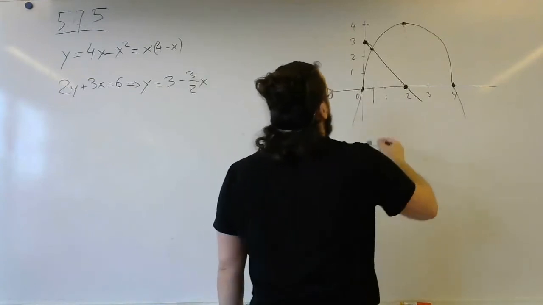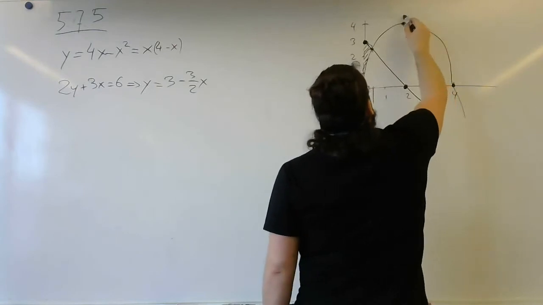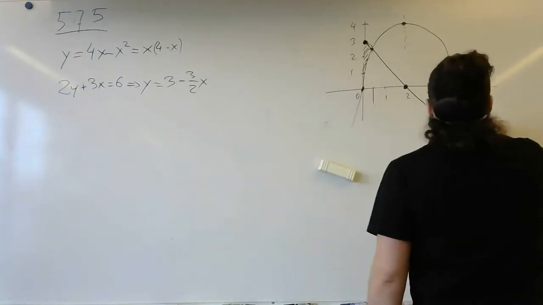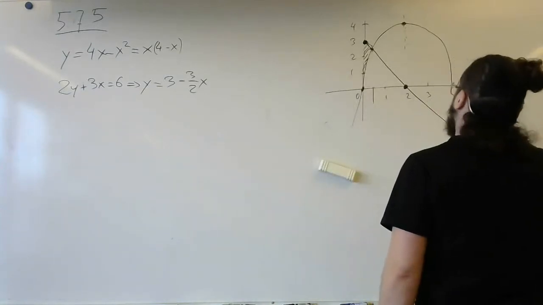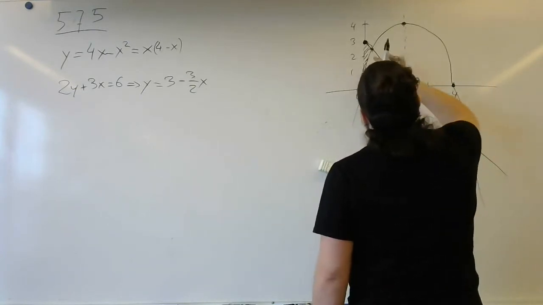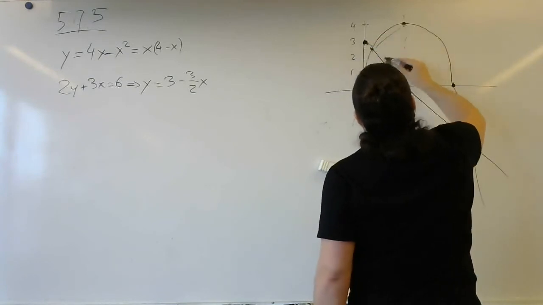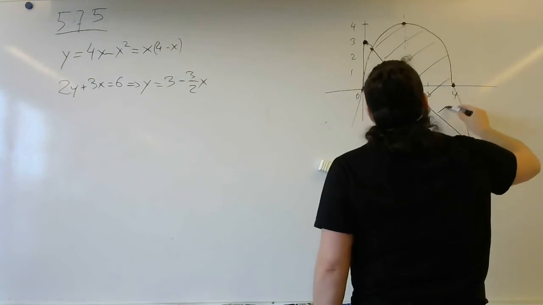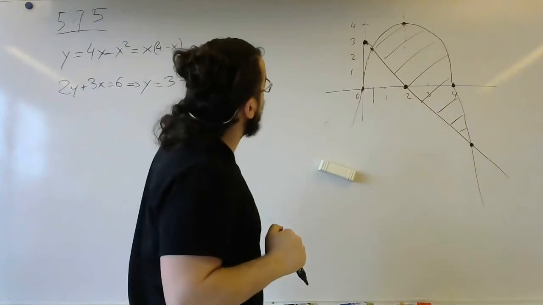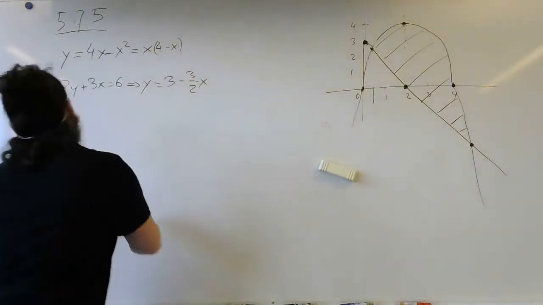The area trapped between the two curves is this thing right here. Sorry, it's not this thing right here, because that's trapped by the axis. It's this thing right here. So, first of all, intersection points.